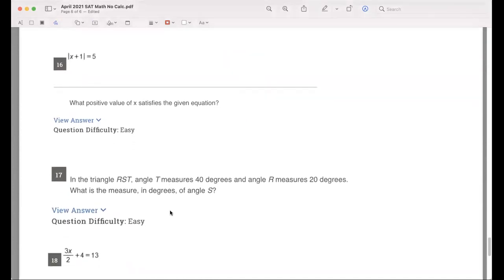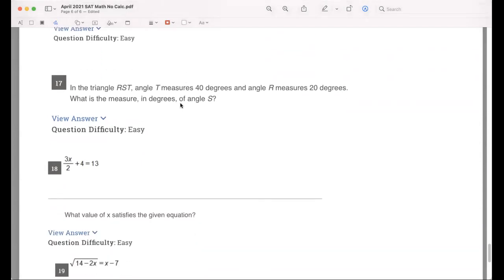Now we do the written questions. Mod x plus 1 is equal to 5. What positive value of x satisfies the equation? If mod x plus 1 is 5, then x plus 1 is plus or minus 5. So x is minus 1 plus or minus 5, which is 4 or negative 6. So the positive answer is 4. So we'll put 4 here.